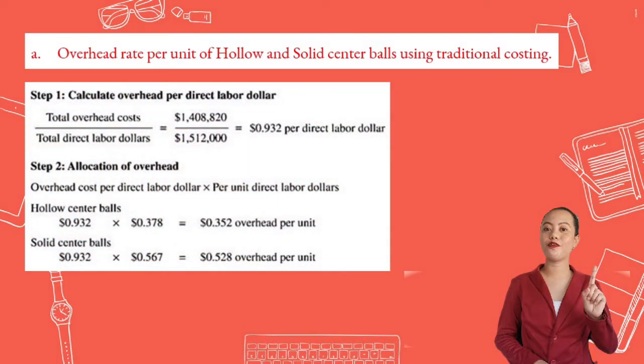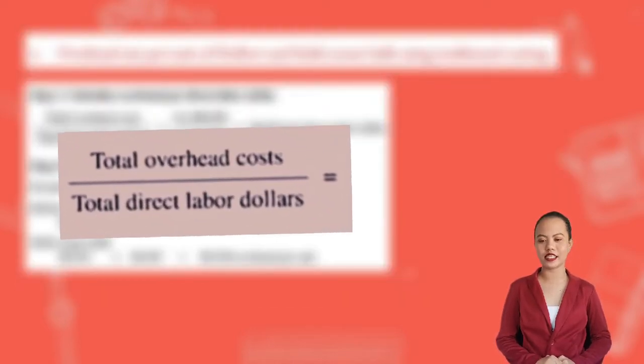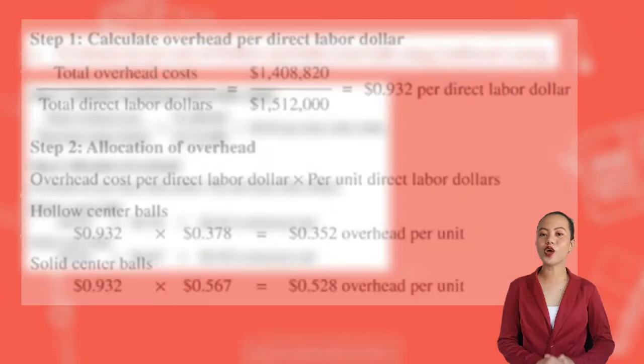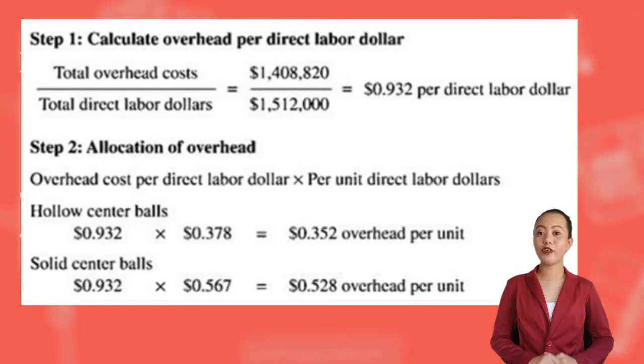Okay, first requirement, we need to compute for the overhead rate per unit of hollow and solid center balls using traditional costing. Step 1. Calculate overhead per direct labor dollar. So since this is traditional costing, there is a formula in order to get this. It is total overhead costs over total direct labor dollars. So all we have to do is substitute this with their corresponding amounts. For the total overhead cost, we've derived this from the total of the activity cost pools that was given in the previous problem. For the total direct labor dollars, this was also given in the problem stated earlier.